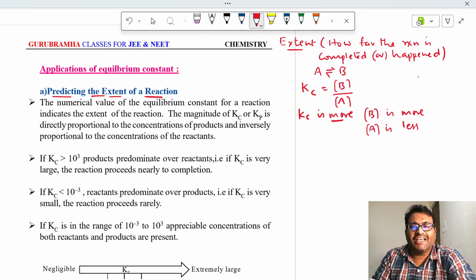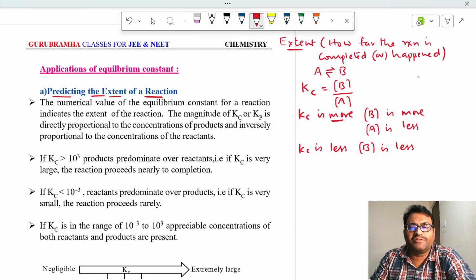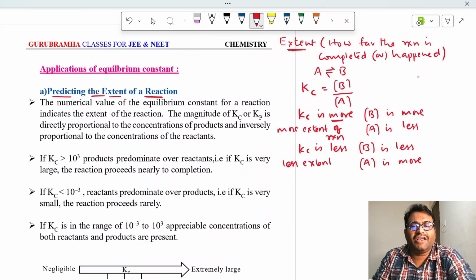Then if Kc is less, what does that mean? B is less, right? Numerator is less and denominator is more. Concentration of A is more. What does that mean? Less amount of reactant has participated in the reaction. Less amount of the product is formed. The reaction happened very much less. That is the meaning. Okay. That means Kc more, more extent of the reaction. Kc less, less extent of the reaction.